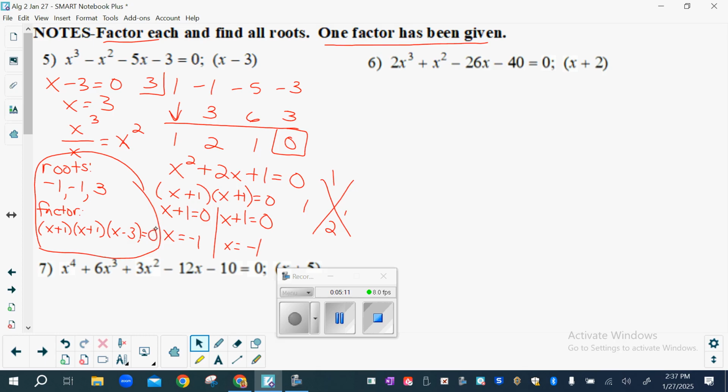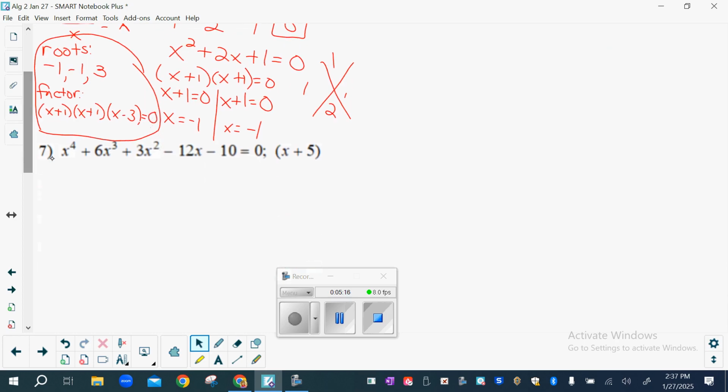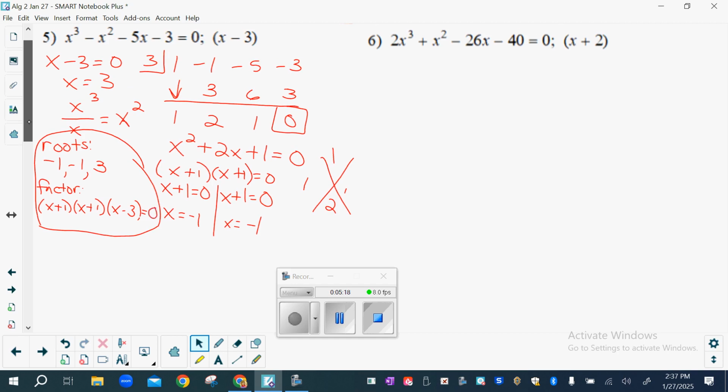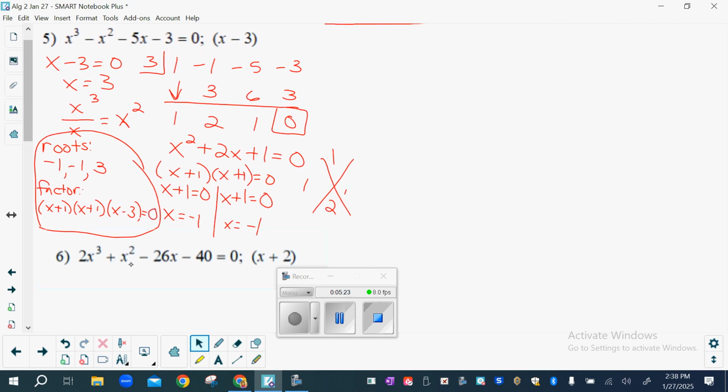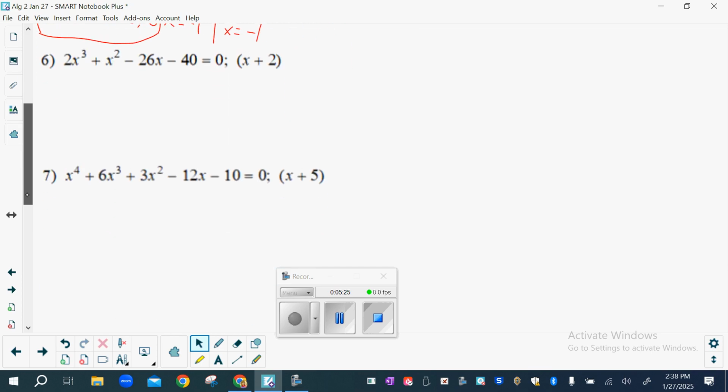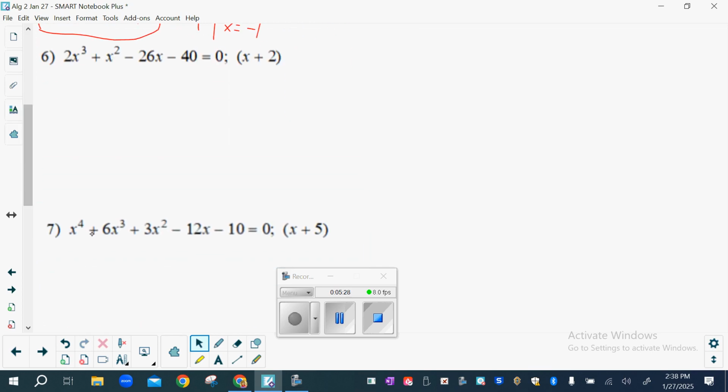Okay, so how do we start on number 6? Synthetic. Yes. Okay, I'm going to move this down. I'm finding that the board works better if on the left side. Okay, so I take x plus 2, set it equal to 0, and I get this from here. Tell me what I get when I set x plus 2 equal to 0. -2. Yes? So what do I do with that -2?